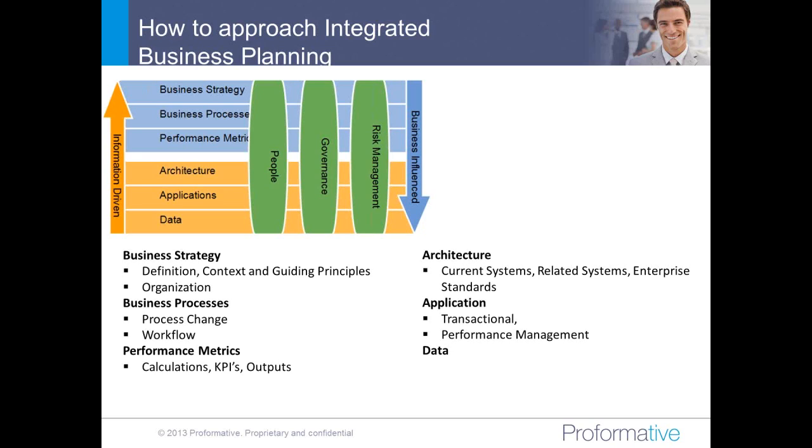Moving to more of the information side, things to look at are architecture. What are all the existing systems that you have and their usage? Are there plans for any additional systems that can impact your integrated business planning process? And is there an enterprise-wide information management strategy? And how will the solution adhere to those standards?